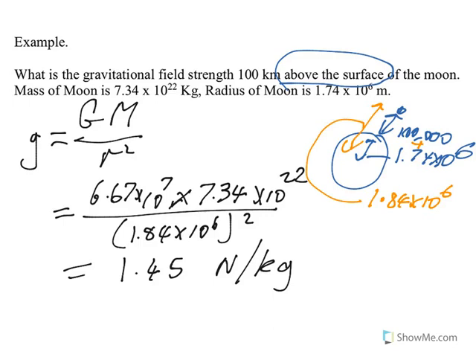Because again you've got this R squared on the bottom, it's an inverse squared variation, like quite a number of things in physics are.